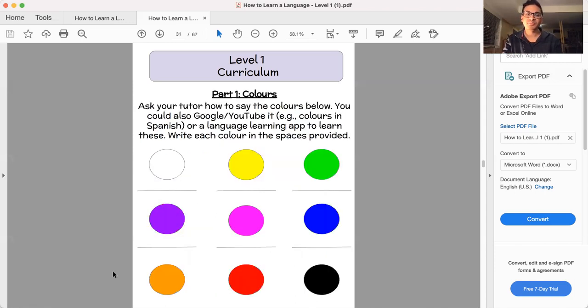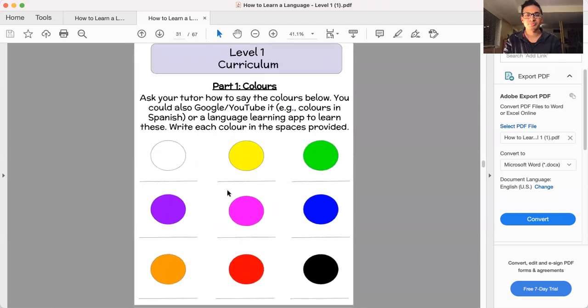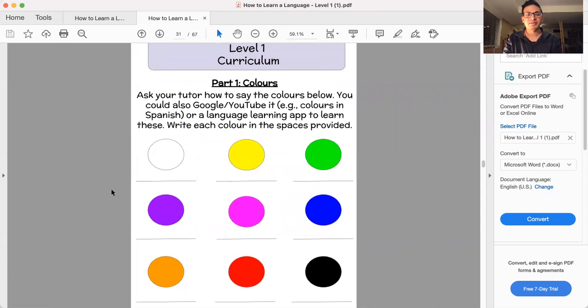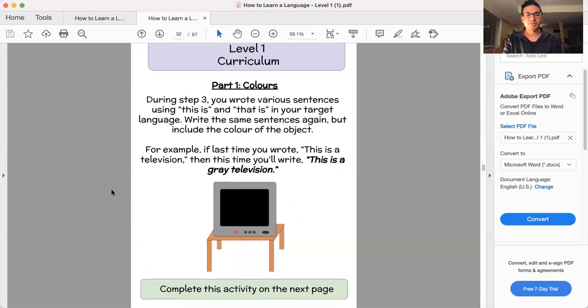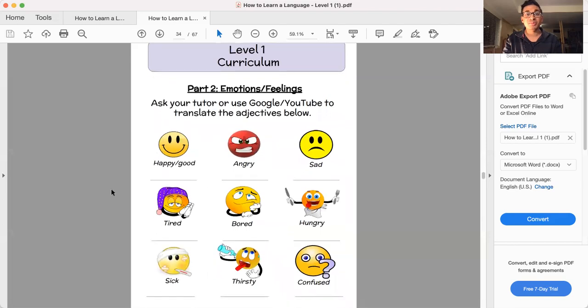So the adjectives I'd like you to learn first are colors. So here I've listed some colors on the screen. Oops, sorry, I zoomed out too much. There we go, colors. We're going to skip ahead just a moment. So we have colors. We have emotions and feelings. So I've listed out some different emotions and feelings.